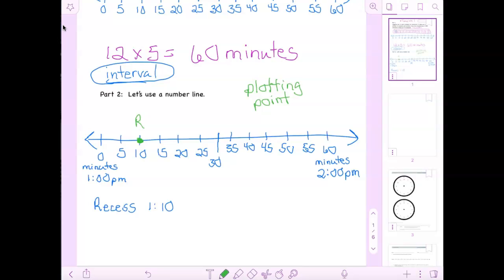So the next thing we're going to mark is science. Let's pretend we start science class at 1:35. So here's 1 o'clock. I'm going to count by fives until I get to 35 because it's 1 o'clock plus 35 minutes. So I'm going to start 5, 10, 15, 20, 25, 30, 35. So now I'm going to plot a point and mark an S for science.